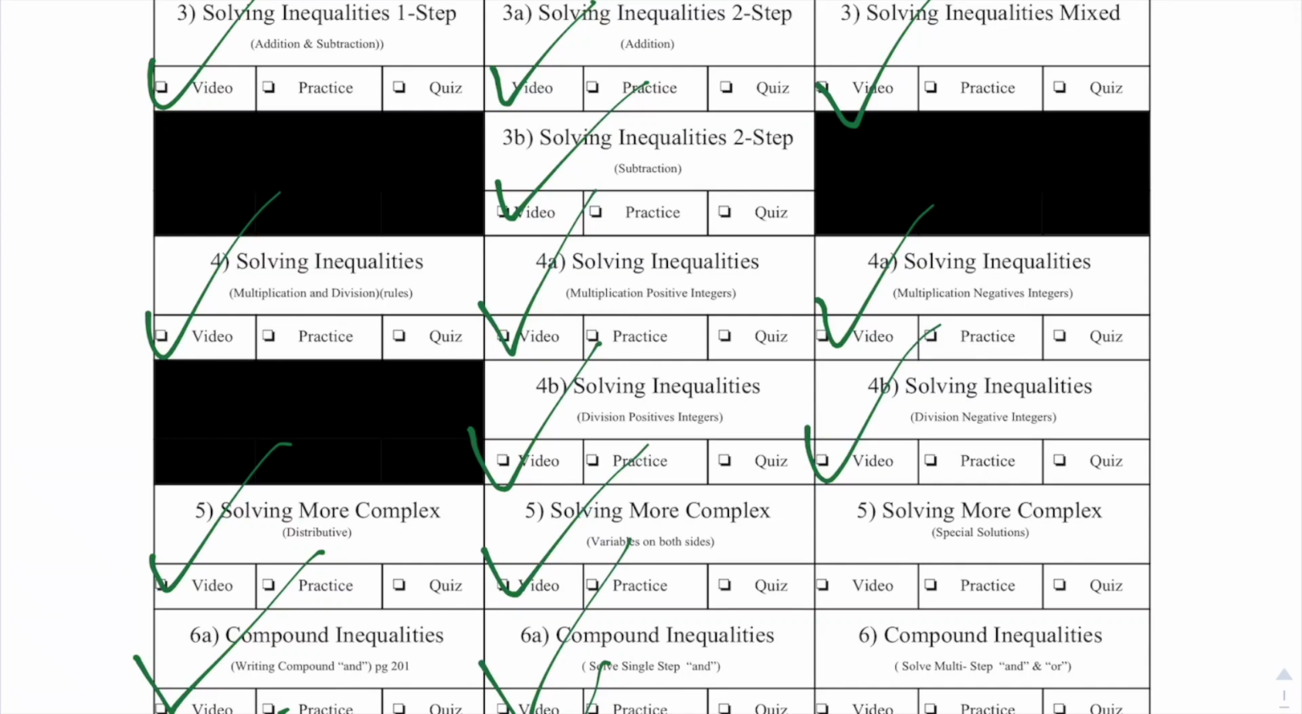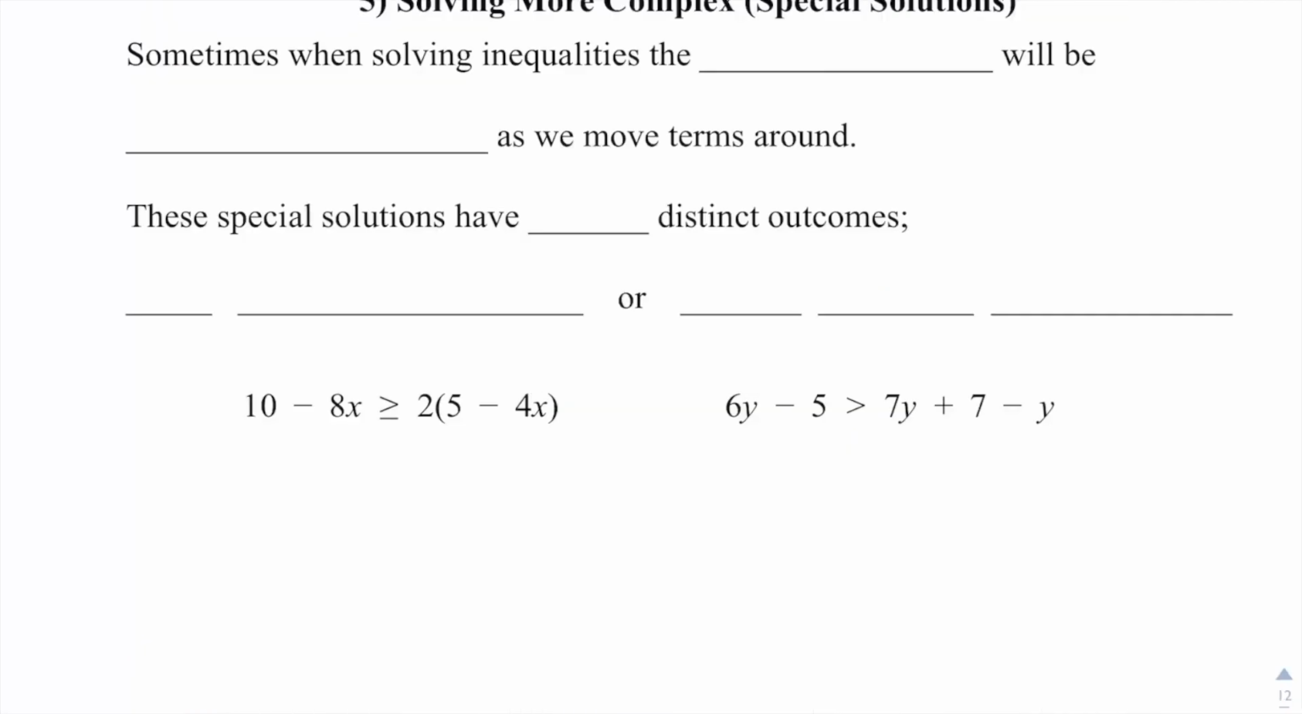Hello Algebra 1 students, we are in Unit 4 Inequalities, Tier 3, Lesson 5, Solving More Complex Inequalities with Special Solutions. Let's check off our booklet. Here we are in Lesson 5 of Tier 3, Solving More Complex Inequalities.